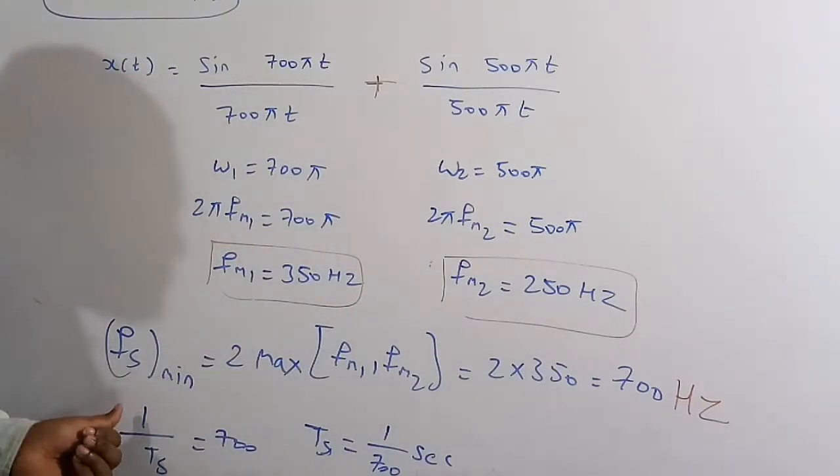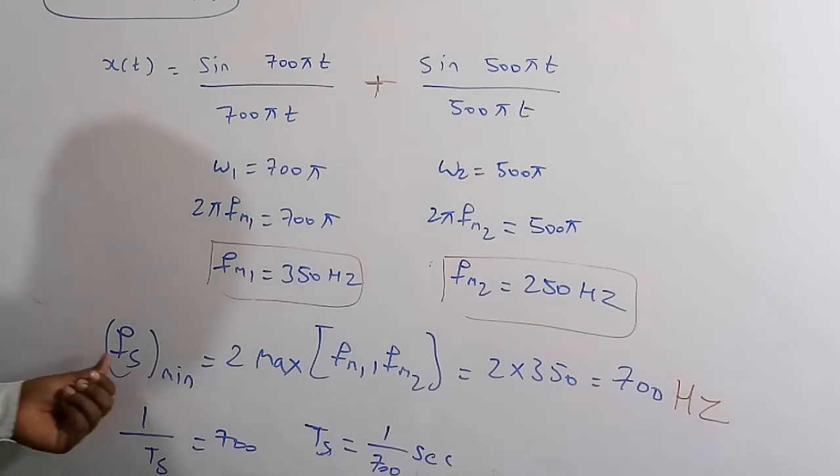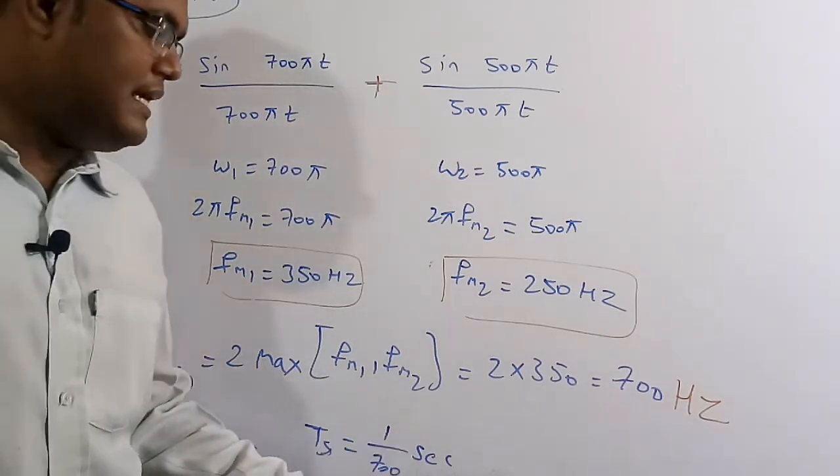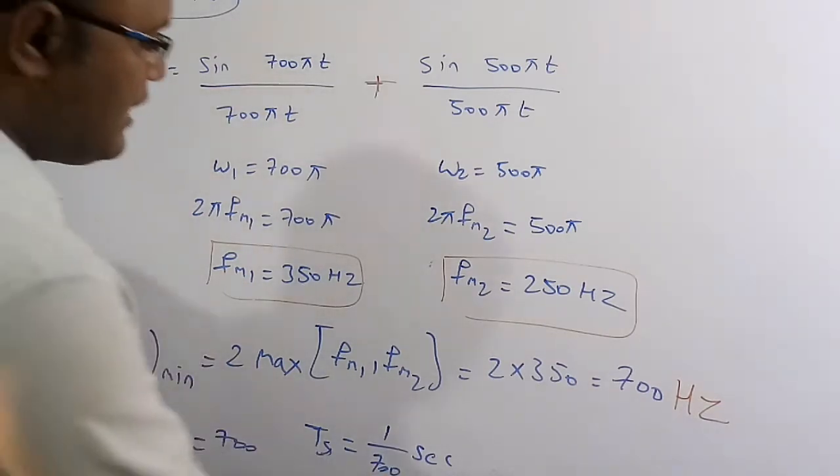So we know the frequency, but we need to find the time period. Frequency is nothing but 1 by time, so 1 by Ts is equal to 700. We need to find the sampling interval, so Ts is equal to 1 by 700 seconds. So this is the correct solution of this question.